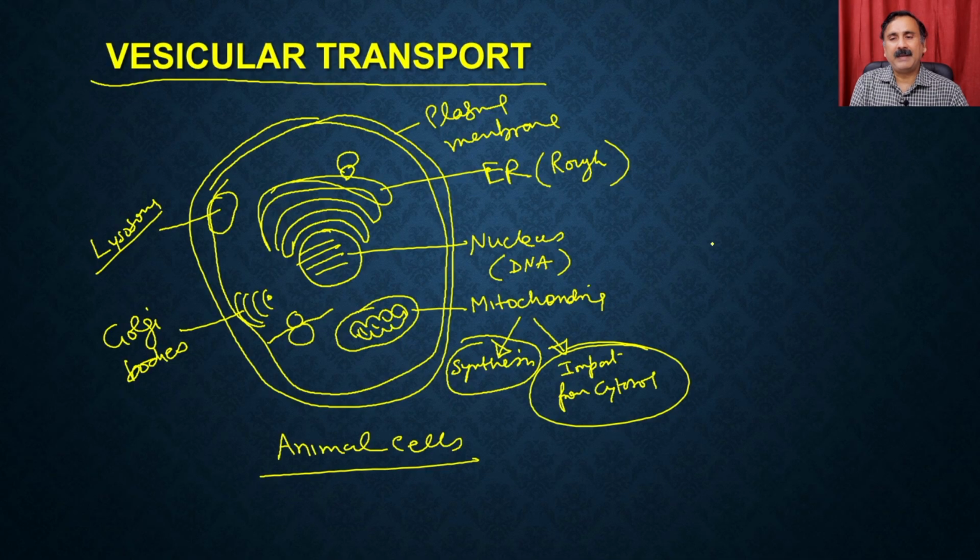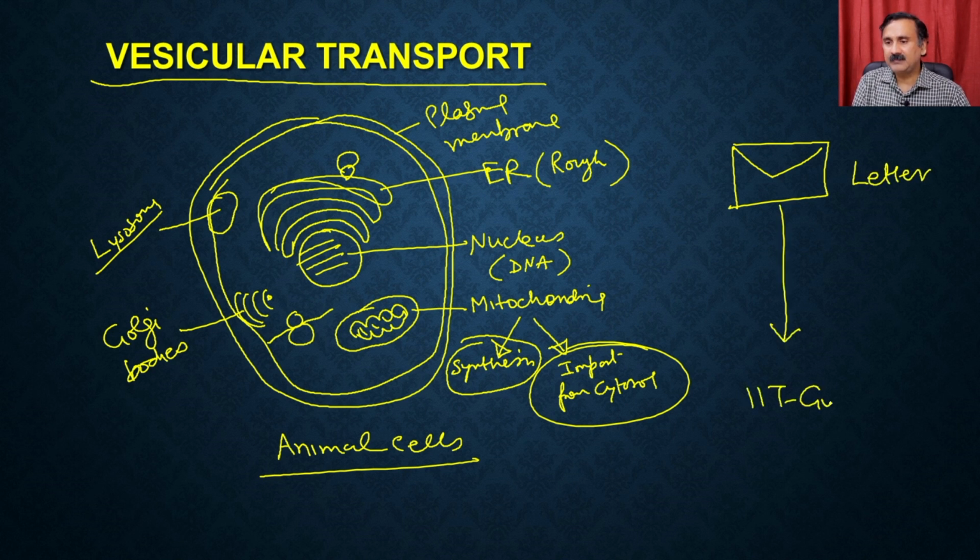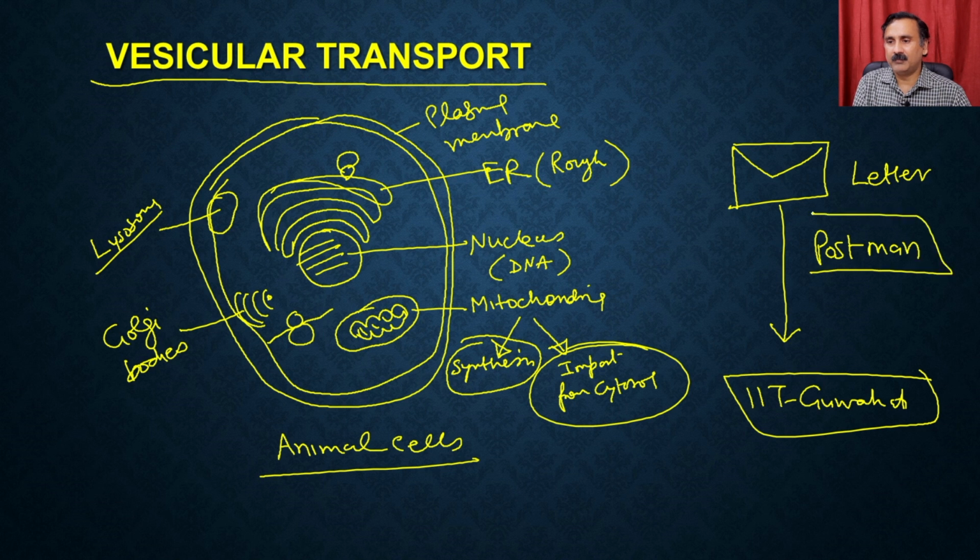Now when you want to send any packet, for example, if I want to send a packet to my home, or to my college, what I am going to do is I am going to have a packet like this. This is going to be a letter which I want to send to IIT Guwahati, and the person who is going to deliver this packet is going to be a postman, or the postal services.